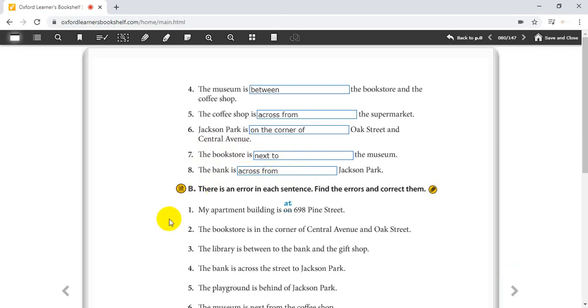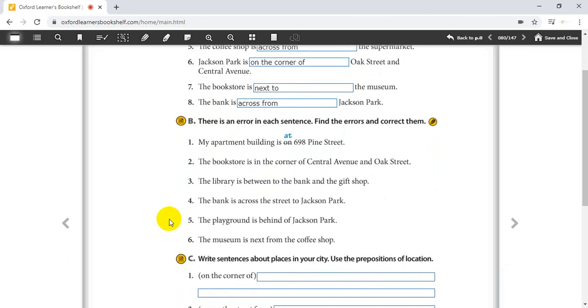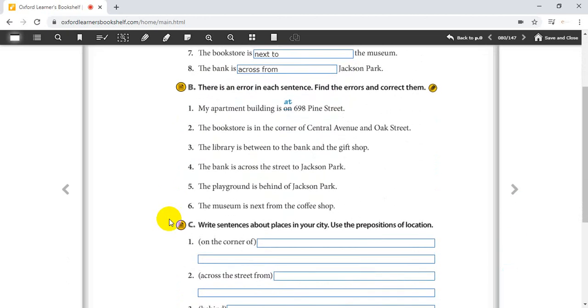Activity B, page 80. There is an error in each sentence. You have to find that error and correct them. Like number 1, my apartment is on, no, it is at 698 Pine Street. So when you have a specific address, you use at. Okay, so you're going to find out errors in number 2, 3, 4, 5 and 6. You're going to correct them in 3 to 4 minutes, and then I will show you the correct answer.